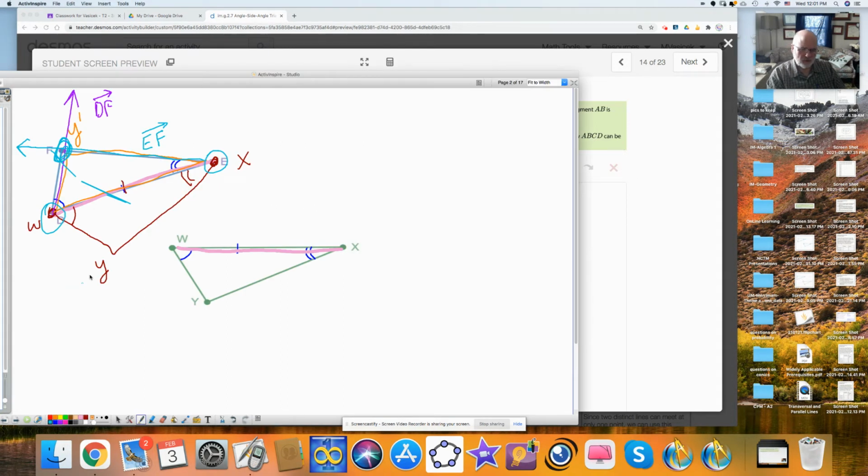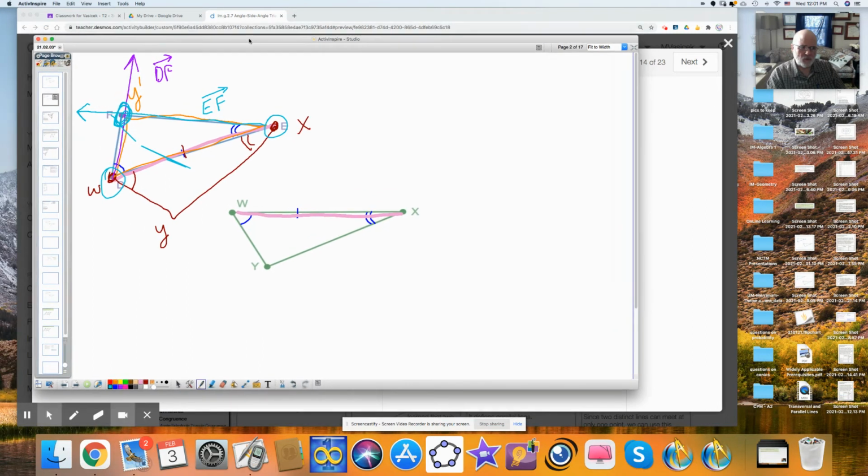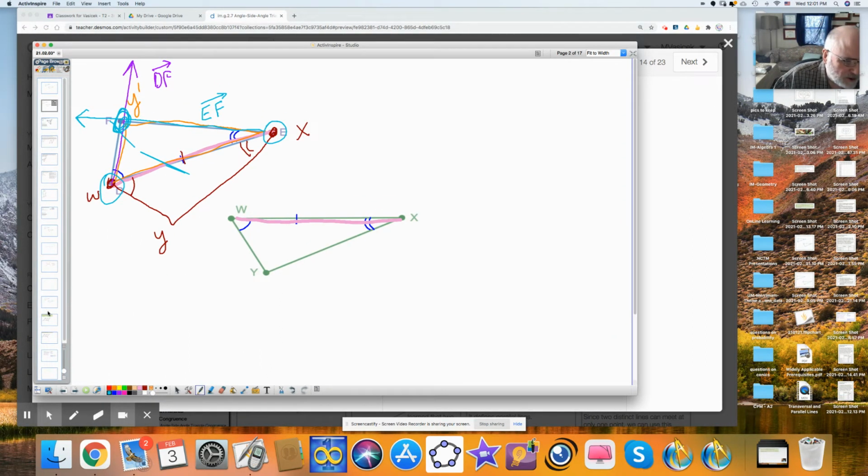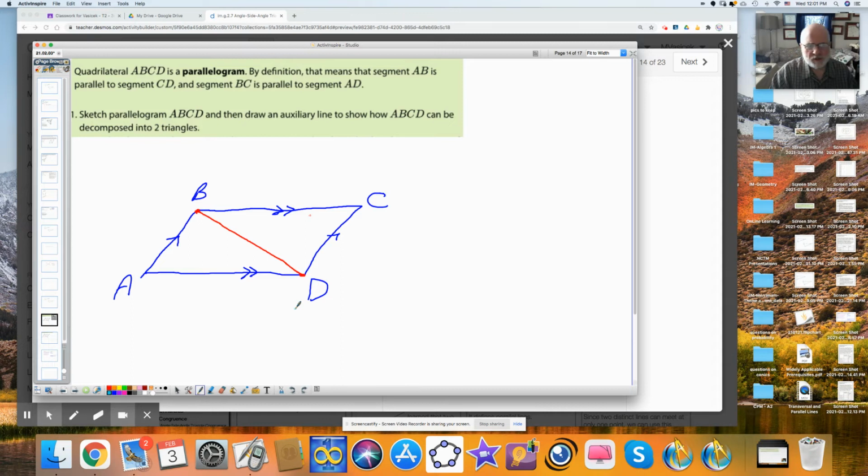I'm going to do this proof for you now. If I can move my whiteboard over so I can find this proof. So it says here to sketch parallelogram ABCD. And I've done that on this page. Notice I go in clockwise order. I do not zigzag. I don't go A, B, C, D. You have to do it in either clockwise or counterclockwise order.